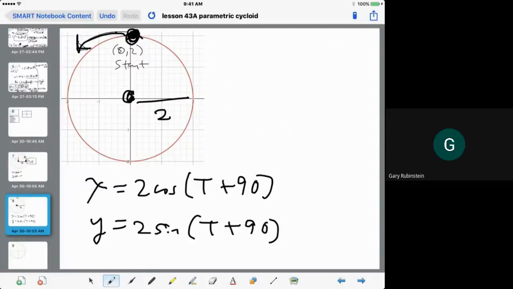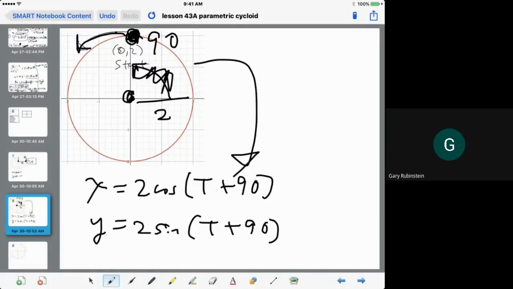So I'll just say this is whatever the starting point is, because it's starting at sort of the 90-degree spot, that's what you put after the t. If I wanted it to start over here, I would put a plus 180. If I wanted to start here, I could put plus 270, or I could even put minus 90.